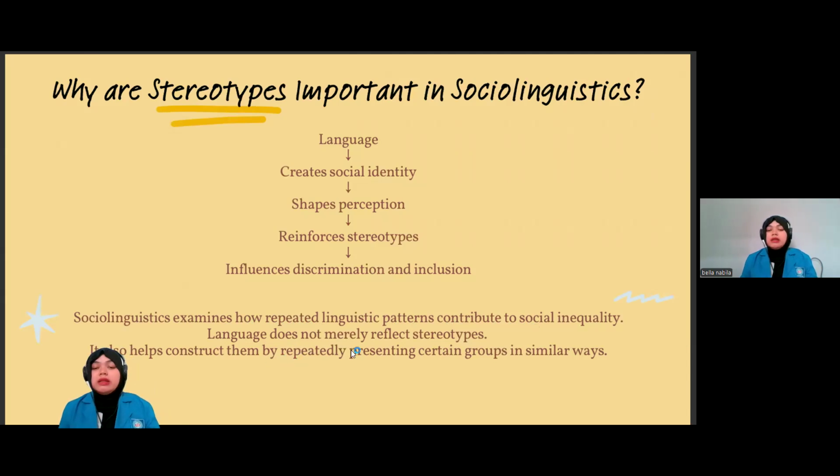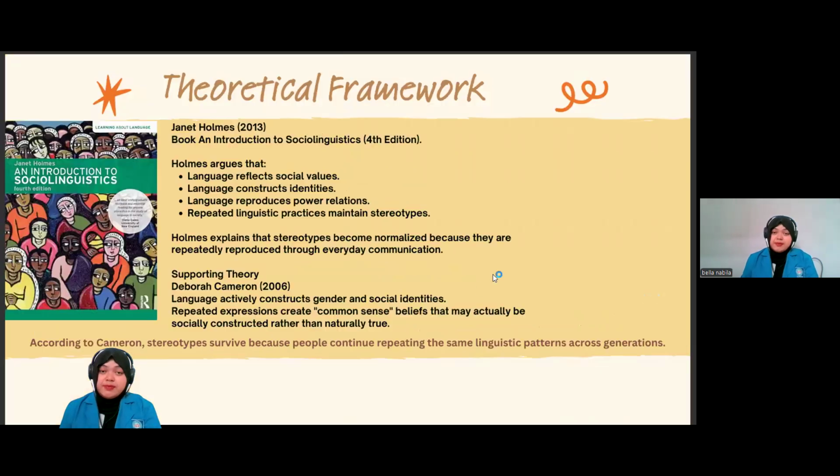Language doesn't merely reflect stereotypes, it also helps construct them by repeatedly presenting certain groups in similar ways. Next, the theoretical framework I also use is from James Holmes, An Introduction to Sociolinguistics, 4th edition. Holmes argued that language reflects social values, constructs identities, reproduces power relations, and repeated linguistic practice maintains stereotypes.